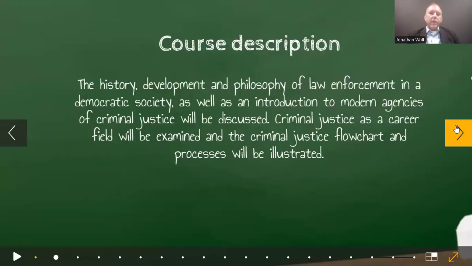A little bit about the course description. This is the catalog description found in the Westmoreland County Community College catalog. The course description is the history, development, and philosophy of law enforcement in a democratic society, as well as an introduction to modern agencies of criminal justice will be discussed. Criminal justice as a career field will be examined, and the criminal justice flowchart and processes will be illustrated.